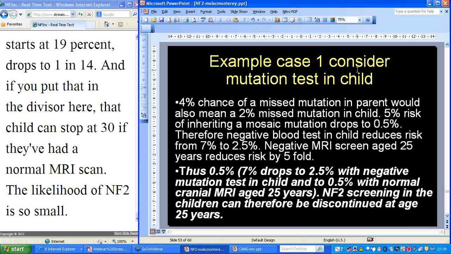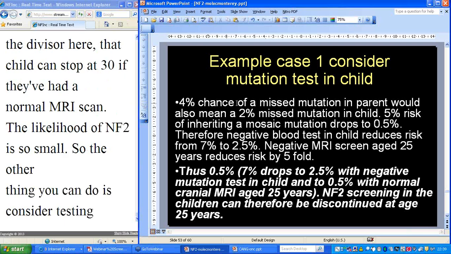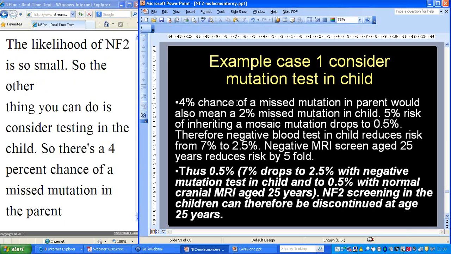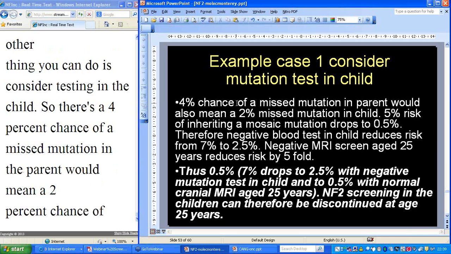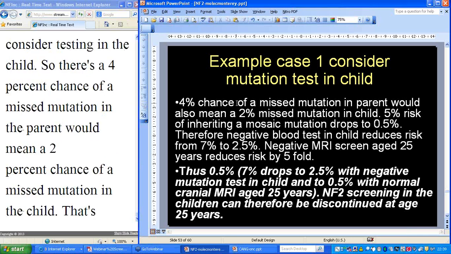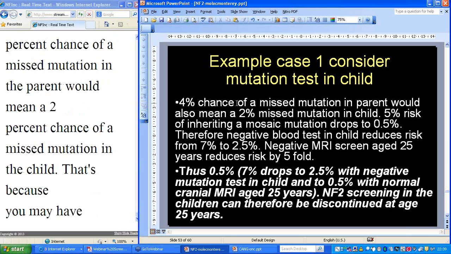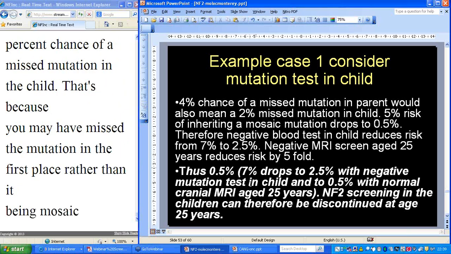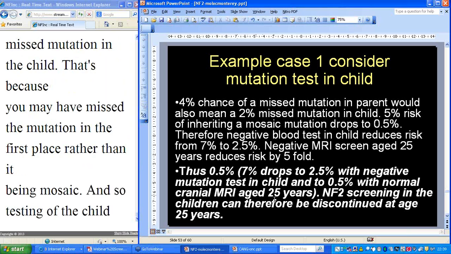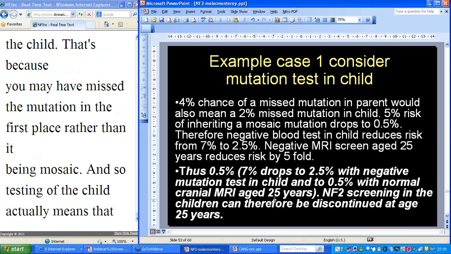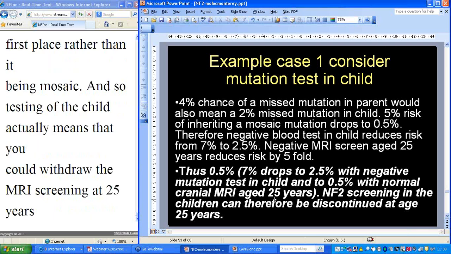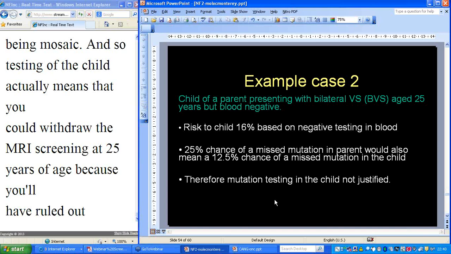The other thing you can do is consider testing in the child. A 4% chance of a missed mutation in the parent would mean a 2% chance of a missed mutation in the child. That's because you may have missed the mutation in the first place rather than it being mosaic. And so testing of the child actually means that you could withdraw the MRI screening at 25 years of age because you'll have ruled out essentially most of the risk.